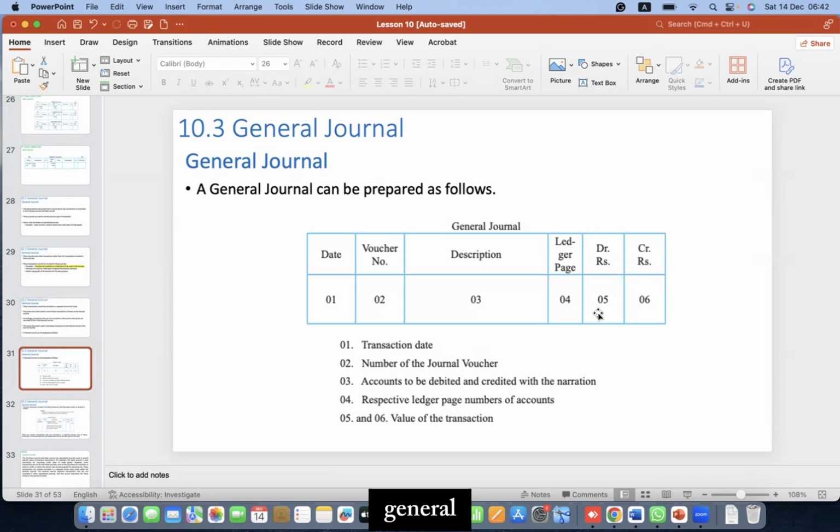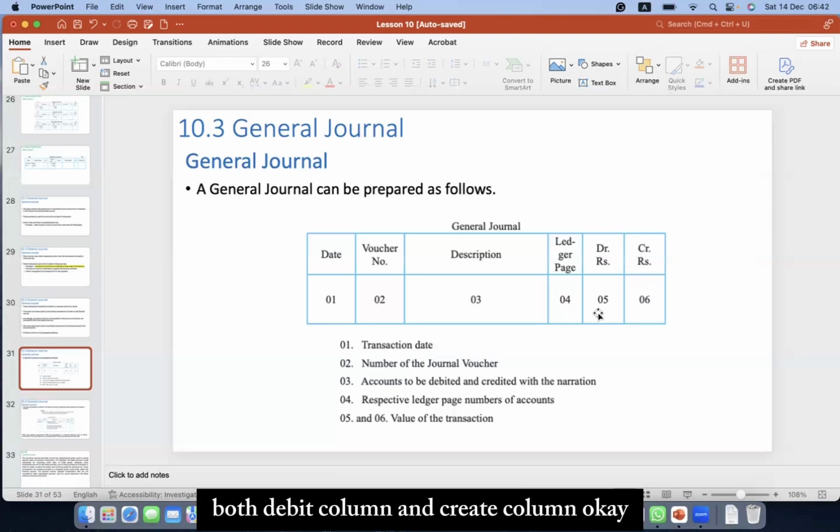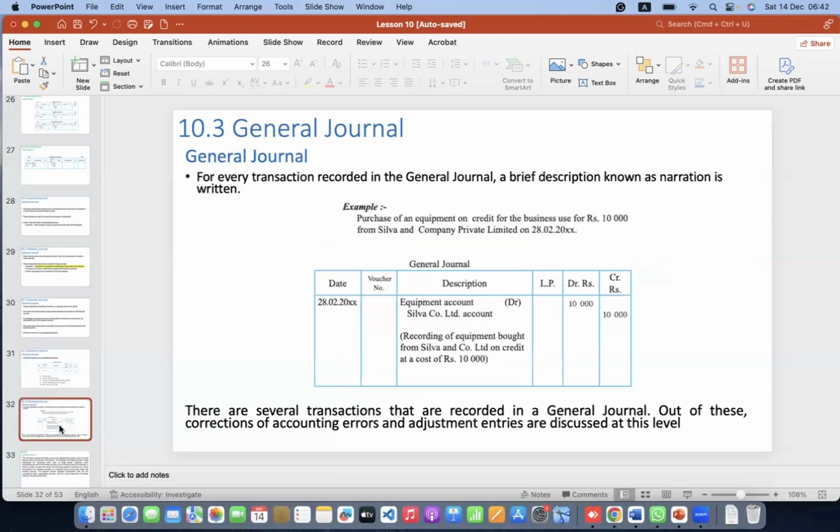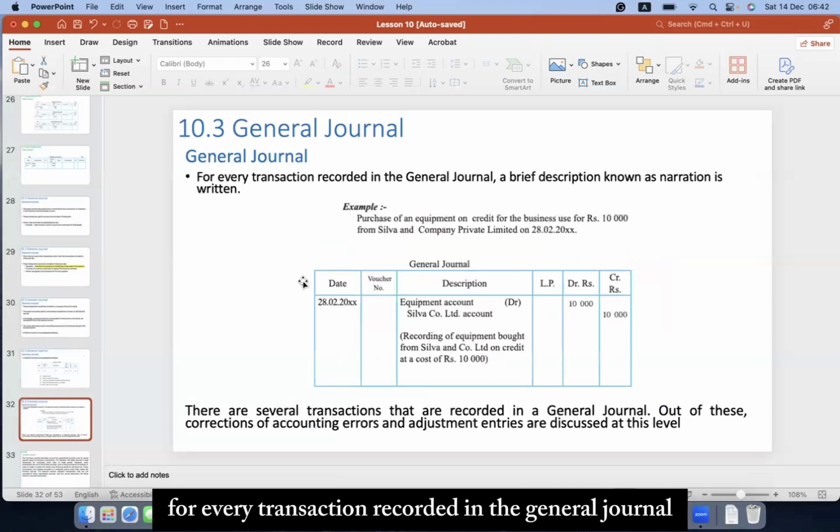It's not a specialized transaction. So for that we have to keep a provision. For that we have allocated both a debit column and a credit column. Okay. Then for every transaction recorded in the general journal, a brief description known as narration is written.